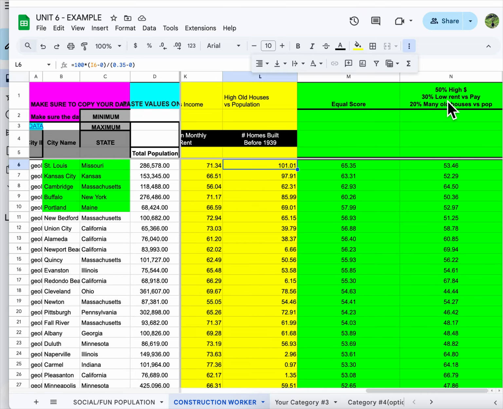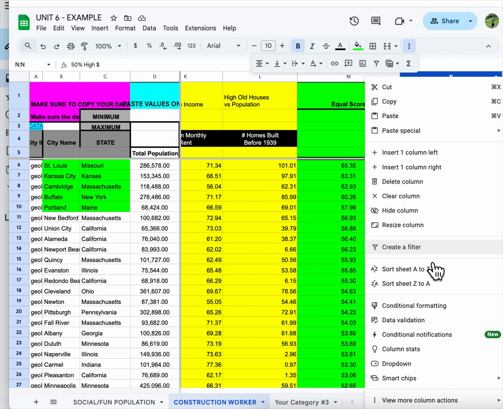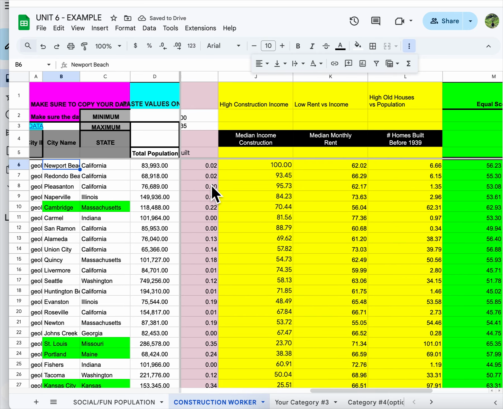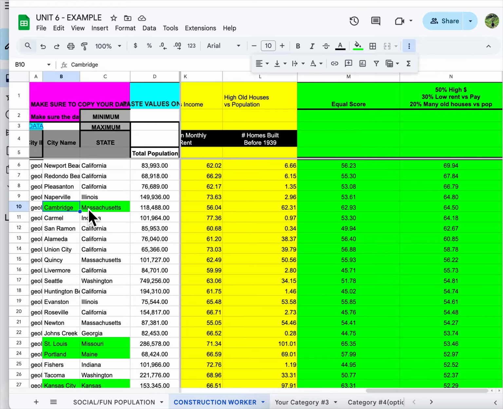Okay, now if I weight these more on the income side, 50% based on the income, then we get Newport Beach being the highest one. Okay, so they have a lot of income. They've got the best income for construction jobs. The rent is kind of in the middle, and they don't have that many old houses. Okay, but this one here could also be a contender. It depends on how you weight it. Still, Cambridge comes out really high, so maybe Cambridge overall might be the best bet. But it depends on how you want to weight it.